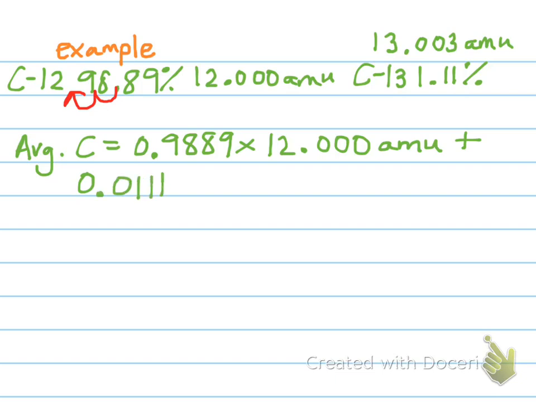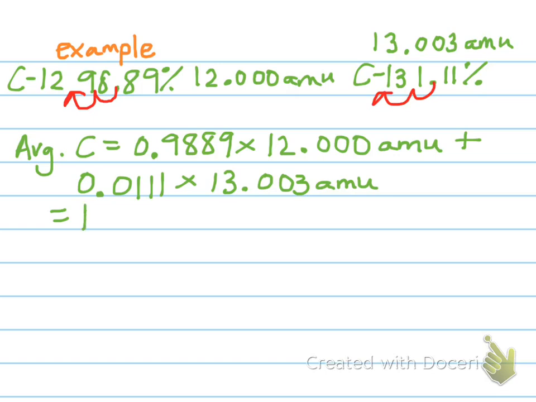0.0111, because again, I have to move my decimal twice, times 13.003 AMUs. So when you put that in your calculator, you should get an answer. Now we're going to use the same number of decimal places for our average as what they give us in the problem. So in this case, they gave us 3.